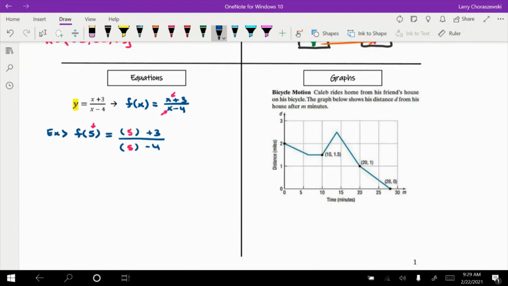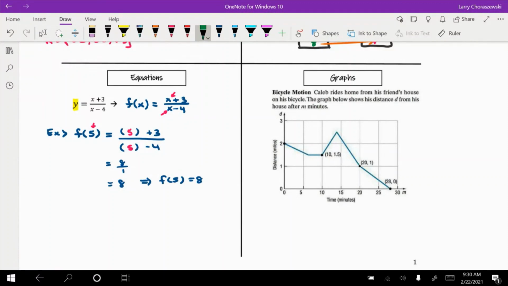And then we just stick with what's on the right-hand side, and we funnel it down into its most simple form. Case in point here, we could add 5 and 3 in the numerator to get 8. And on bottom, we could do 5 minus 4, giving us 1. And so by plugging 5 into the function, the number that we get is 8. And so what this implies is that f of 5 is equal to 8.